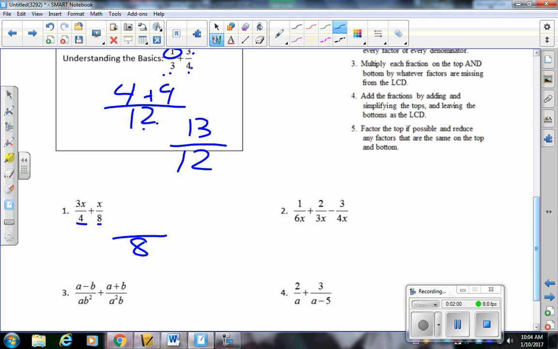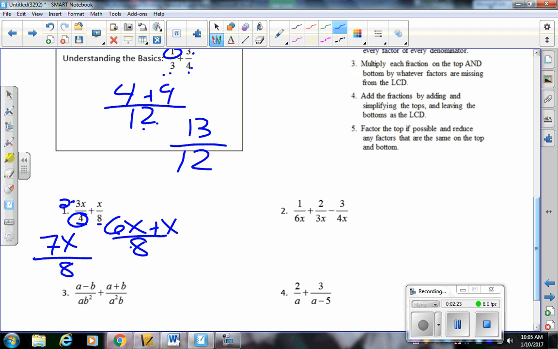So what's the missing factor here? Meaning, what did I multiply 4 by to get to 8? 2. So I've got to do 2 times 3x, which is 6x. What am I multiplying 8 by to get to 8? 1. Okay, so 1 times x is x. So that just stays. And then I combine my like terms. So 7x over 8, no big deal.